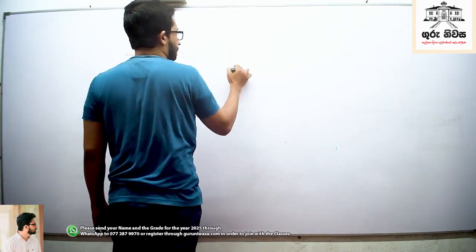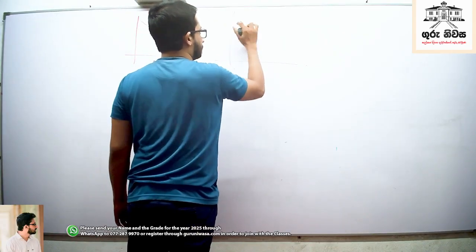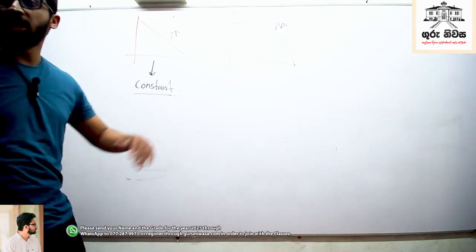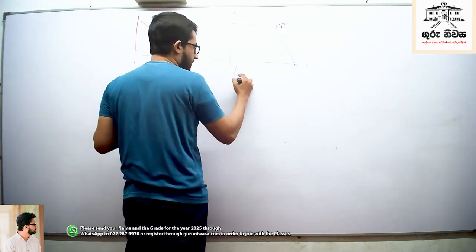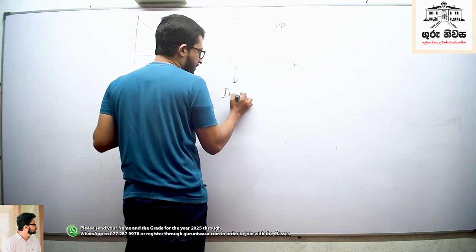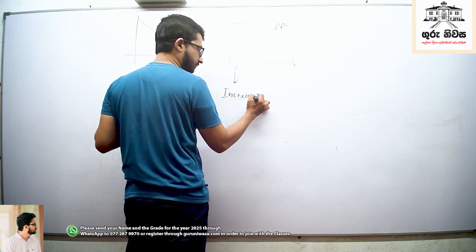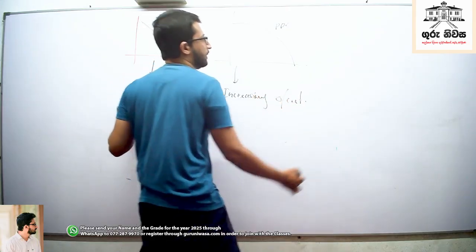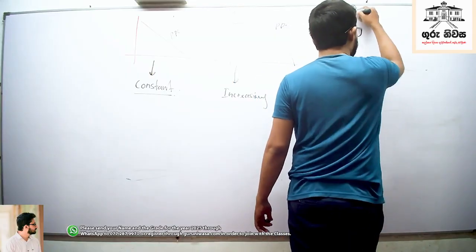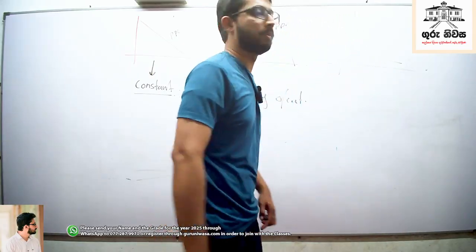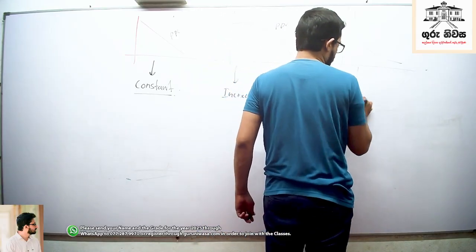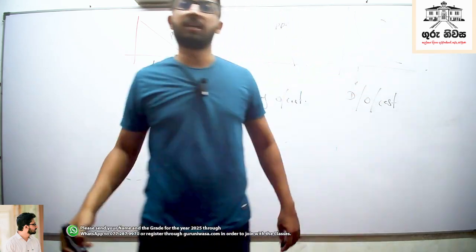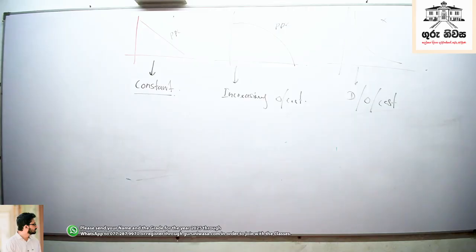The second shape is concave to origin. Sorry. If the shape is concave to origin, the PPC shows increase in opportunity cost. Increase in opportunity cost. If the PPC is convex to origin, it shows decrease in opportunity cost. This is out of syllabus, kids. Not in your syllabus, but just remember.